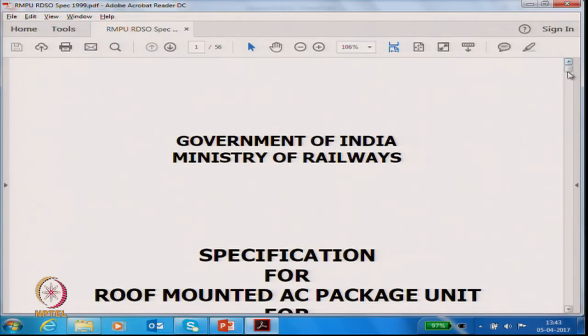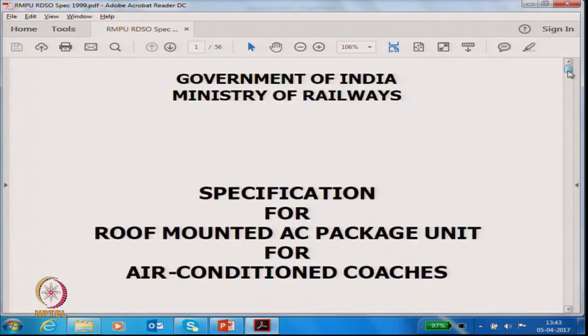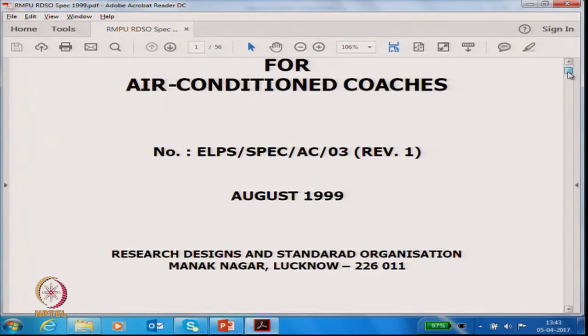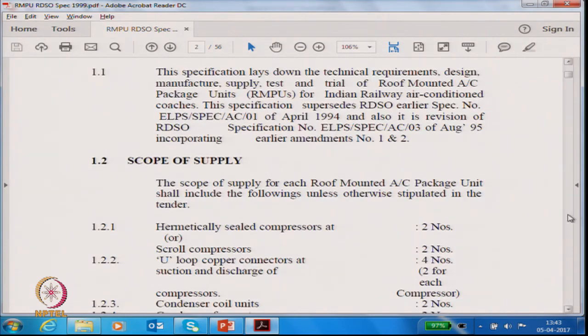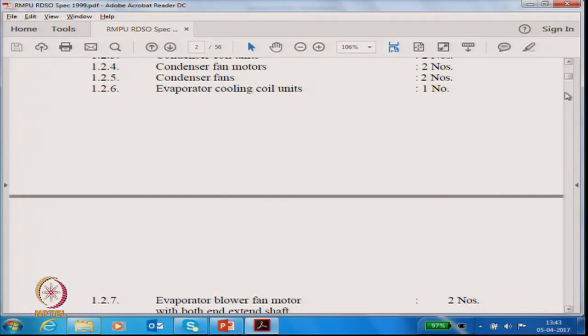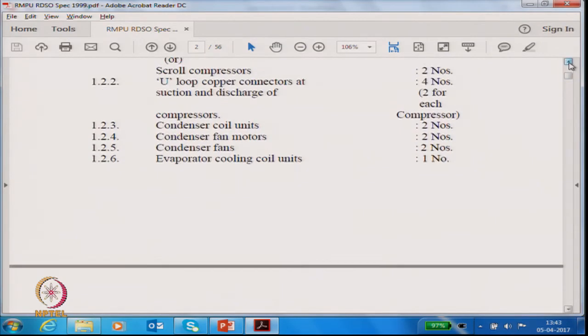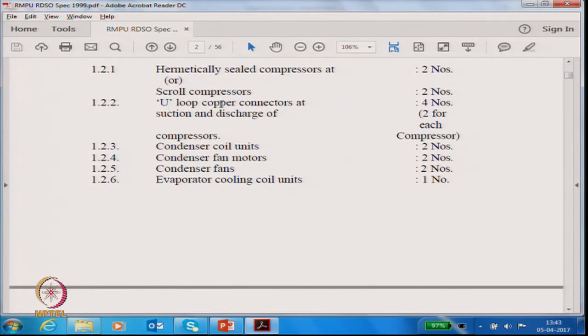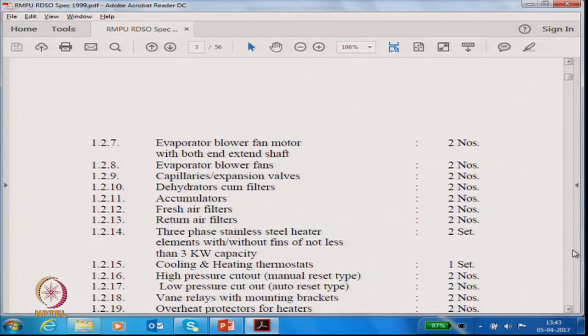So this is the final standard that was released by RDSO. This is available on the net, so any of you wanting to get into more detail can look at it. We'll quickly scan this. There are two hermetically sealed compressors or scroll compressors. Then these condenser connectors have all come into the spec now. U-loop copper connectors at suction and discharge of compressors. The rest are self-explanatory. Then there are capillaries, accumulators, fresh air filters.